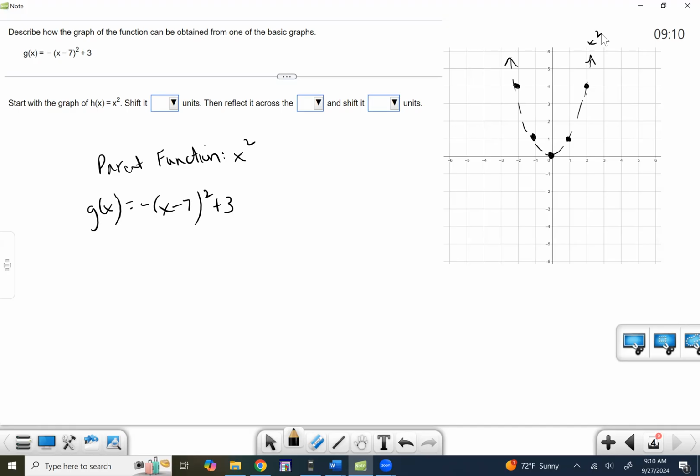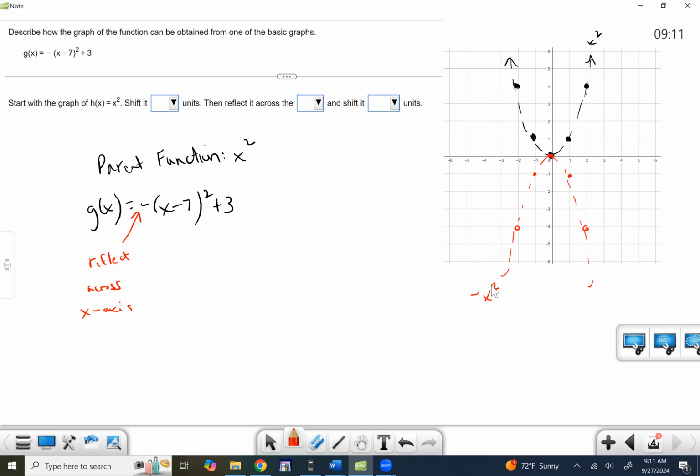So it says, you know, what's being done here, right? So we want to note that negatives in front of the function always reflect over the x-axis. So that means that our graph would look like this now. There's our reflection over the x-axis.